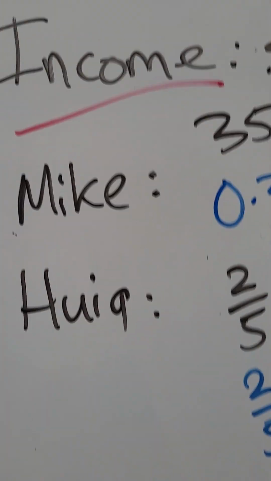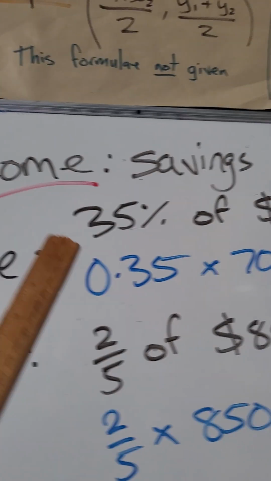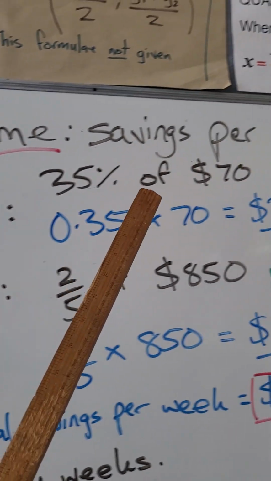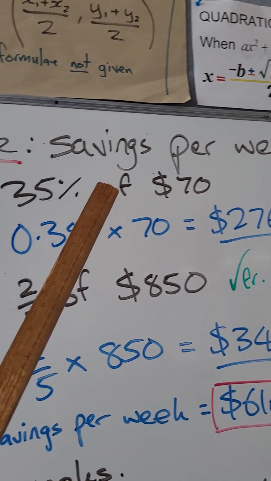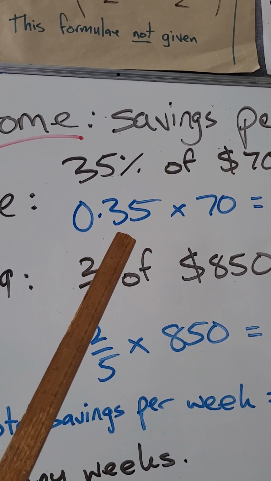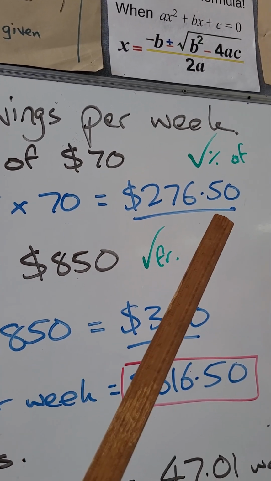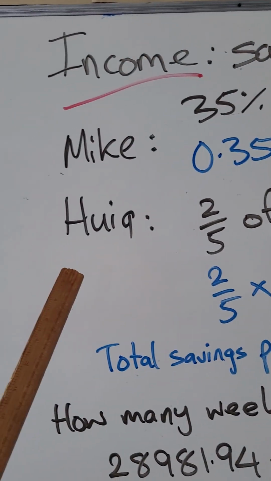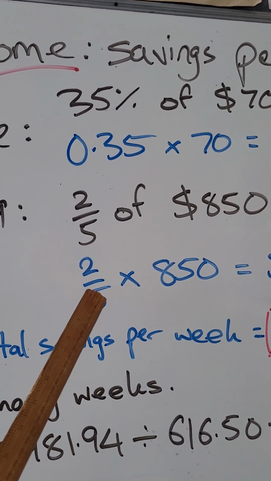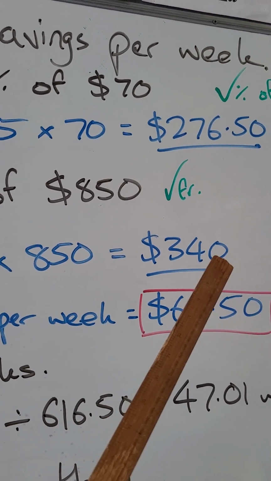So now we need to think about their income. Income is money's coming in, right? So that's their savings per week. So Mike saves $70 per week, and he can save 35% of that. So 35% of that, we just multiply. Don't need to go through that. It costs them that much. That's percentage of, right? Huia can save 2/5 of her money. 2/5 times, because of means times, and we get that much.